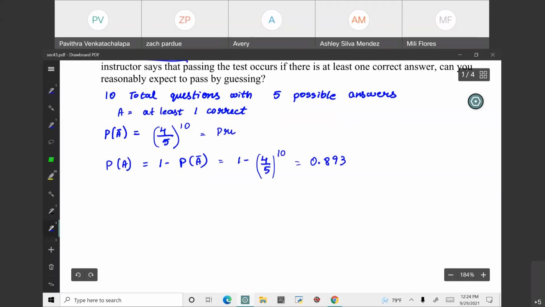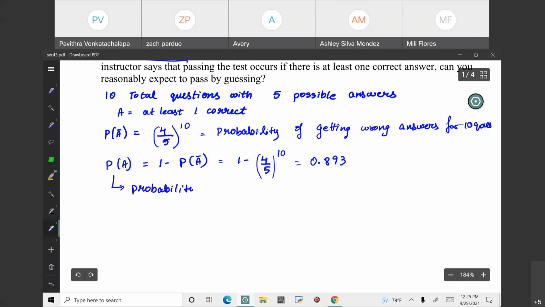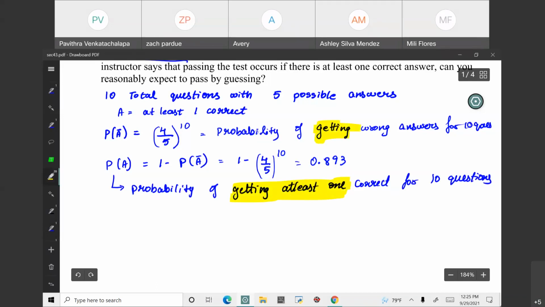Now what is this? This is the probability of getting wrong answers for 10 questions. Okay. Now P of A is the probability of getting at least one correct for 10 questions. And this is for the whole 10 questions, not for a single question, for all the 10 questions.